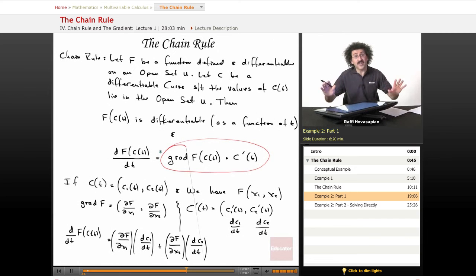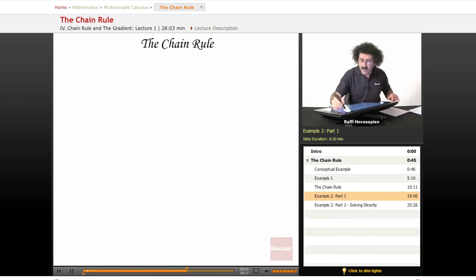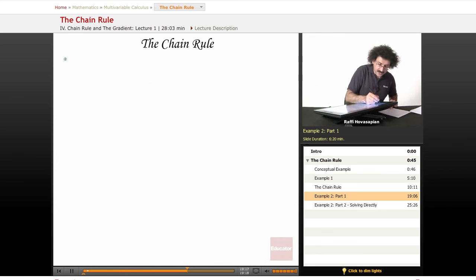So let's go ahead and just do an example. That's the best way to make sense of this. All right, so let me go back to my black ink here. Actually, you know what? Let me go ahead and go to blue. So example 2.